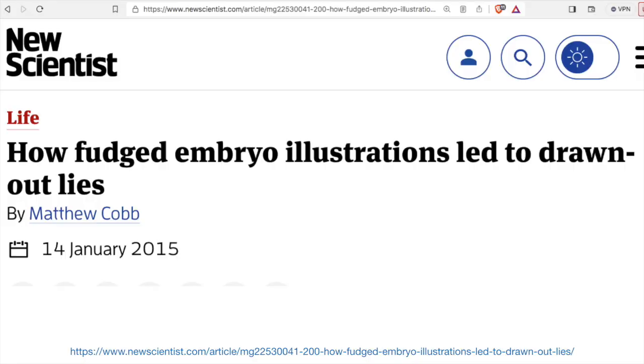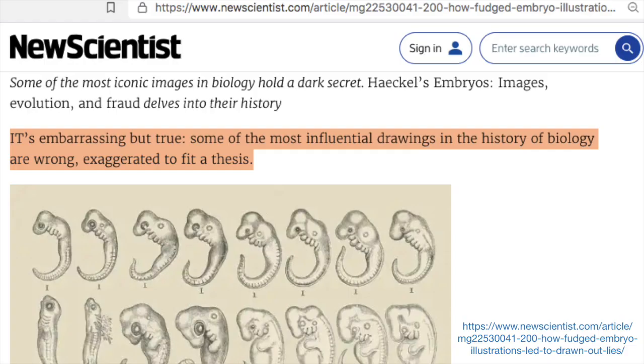Okay, and it's not just the creationists that are blowing the whistle. This is the New Scientist, and this is from 2015. It says, how fudged embryo illustrations led to drawn-out lies. And they're talking about those same drawings over 100 years later. And it says, it's embarrassing but true, some of the most influential drawings in the history of biology are wrong, exaggerated to fit a thesis.